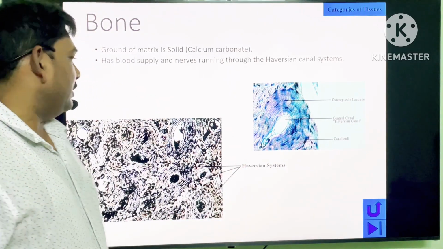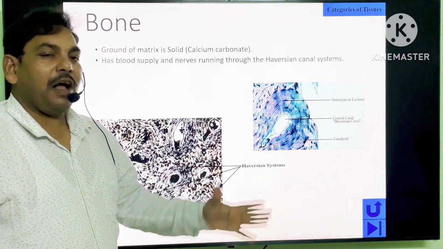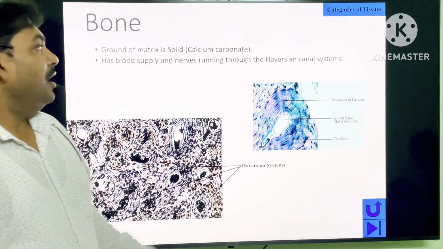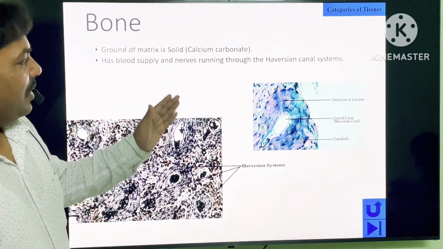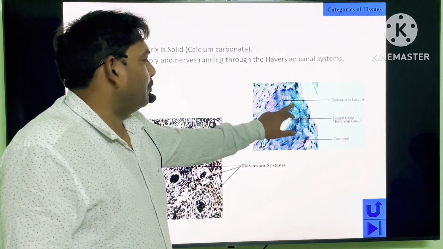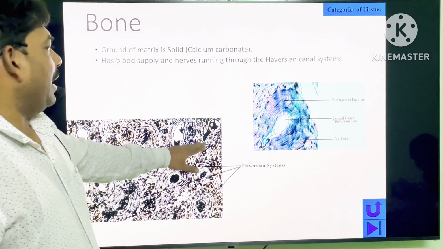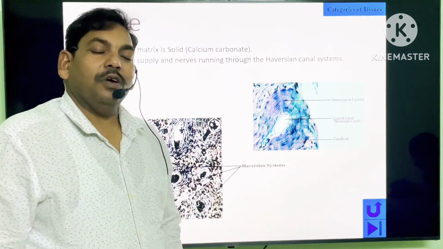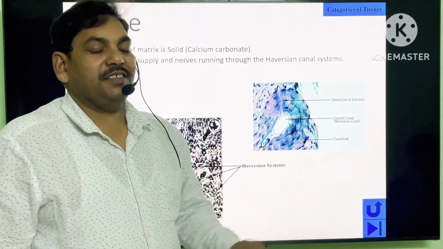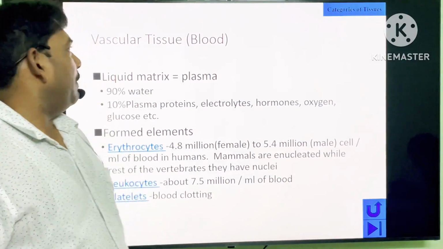Bone is also a connective tissue. The ground matrix is solid, with calcium carbonate content, and the blood supply and nerves pass through the Haversian canals. That is known as Haversian canals, which pass the blood and nerves. The matrix is made of calcium carbonate, and the cell is known as the osteocyte. Next, after that, I discuss the vascular tissue.